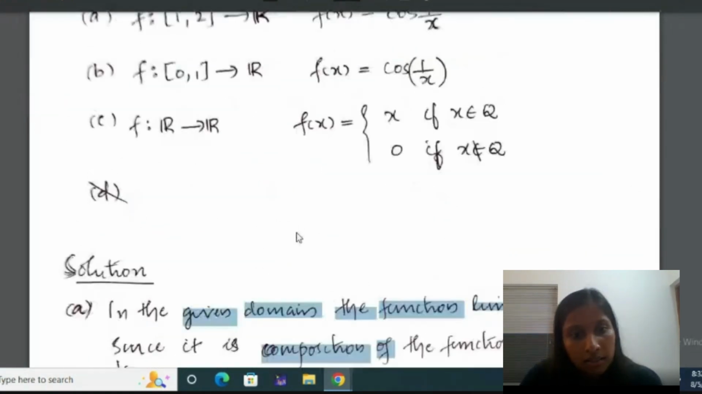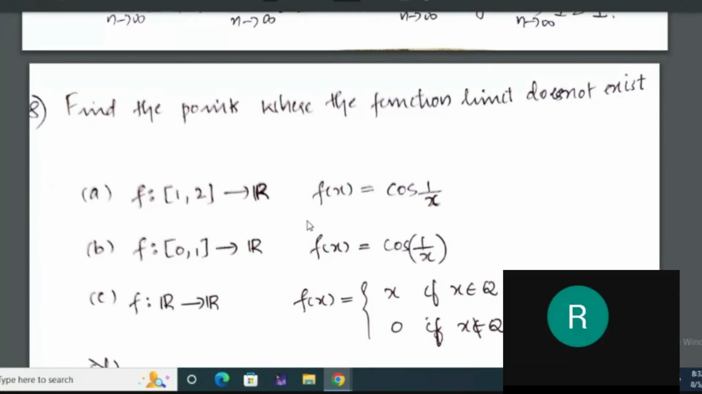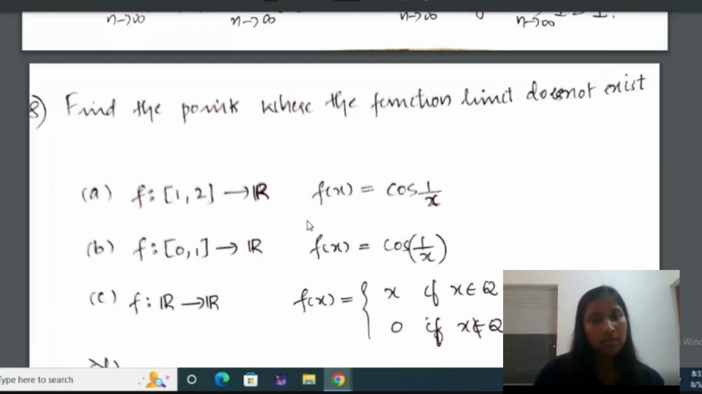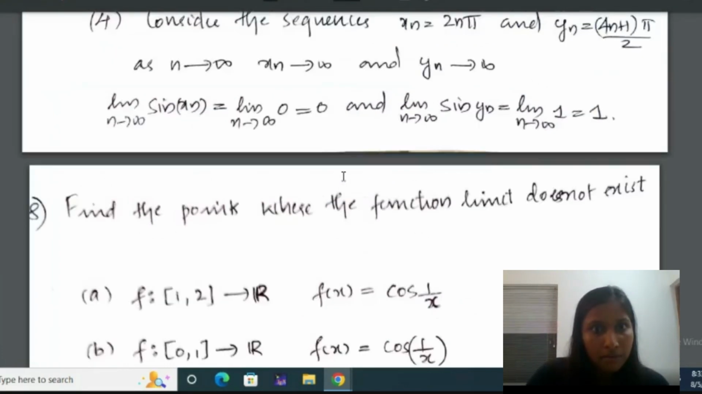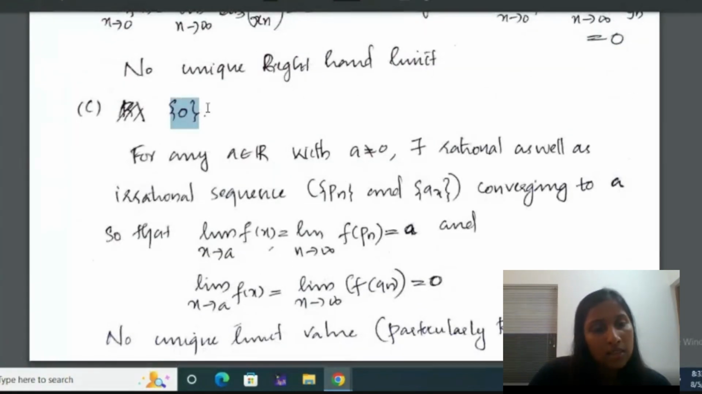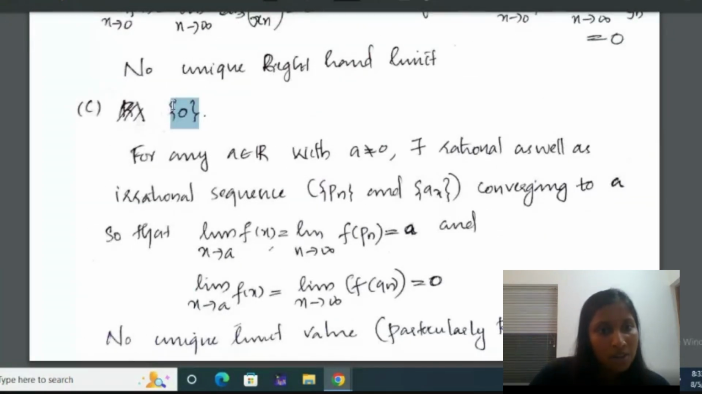Okay. Third question. Every point other than zero? Yeah. Every point other than zero. So this question is similar to the previous question that we have seen. So here also the limit does not exist, so the answer is R minus the set {0}. So it was a mistake.